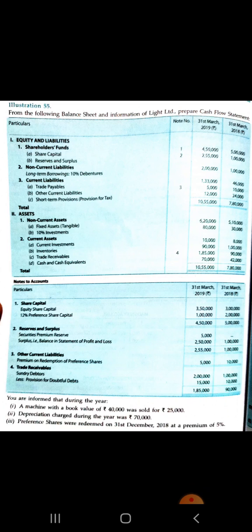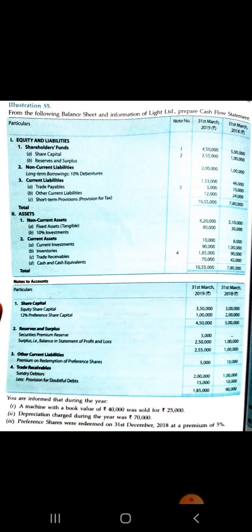Current liabilities, trade payable 1,33,000, 46,000. Other current liabilities 5,000, 10,000. Short-term provisions 12,000, 24,000. Balance sheet total 10,55,000, 7,80,000. Assets, non-current assets, fixed assets 6,20,000, 5,10,000.